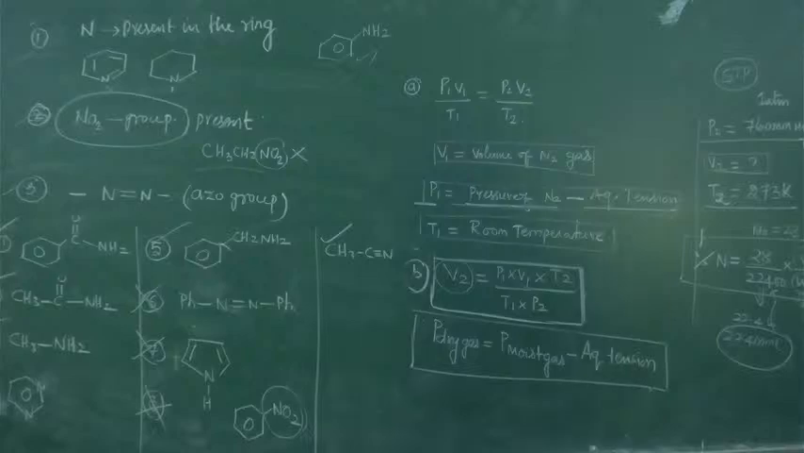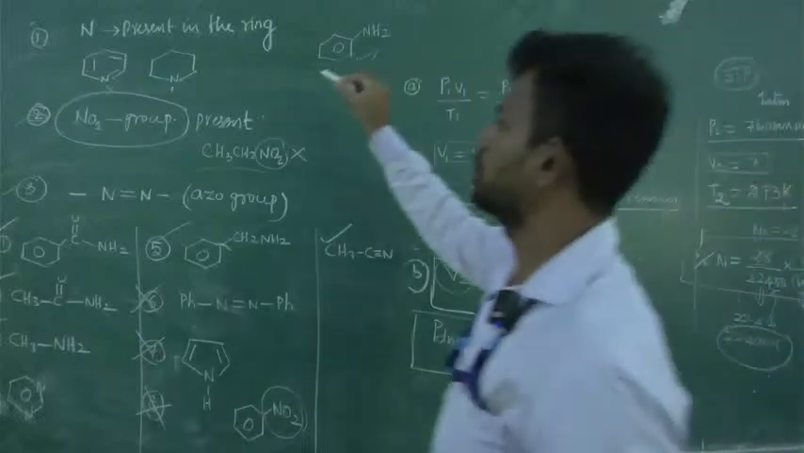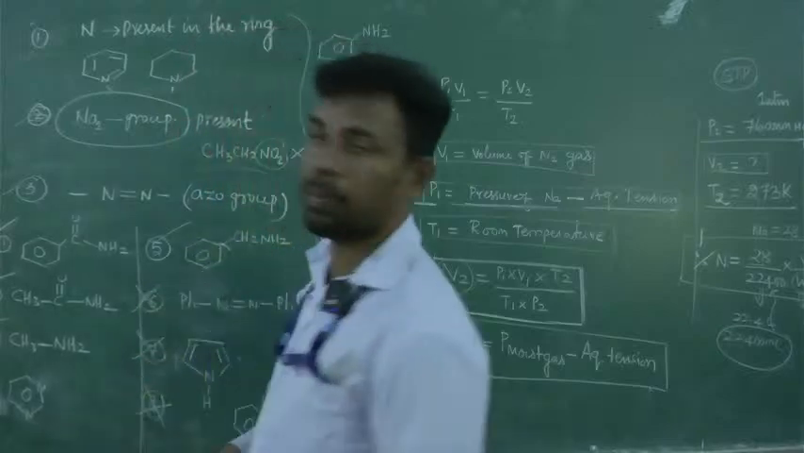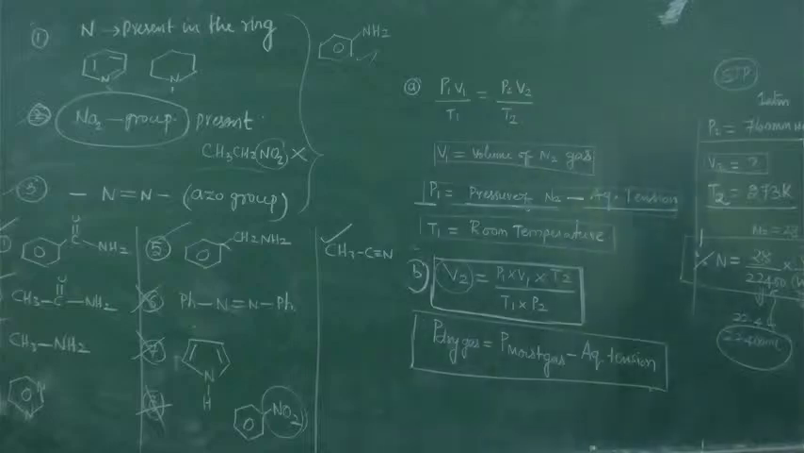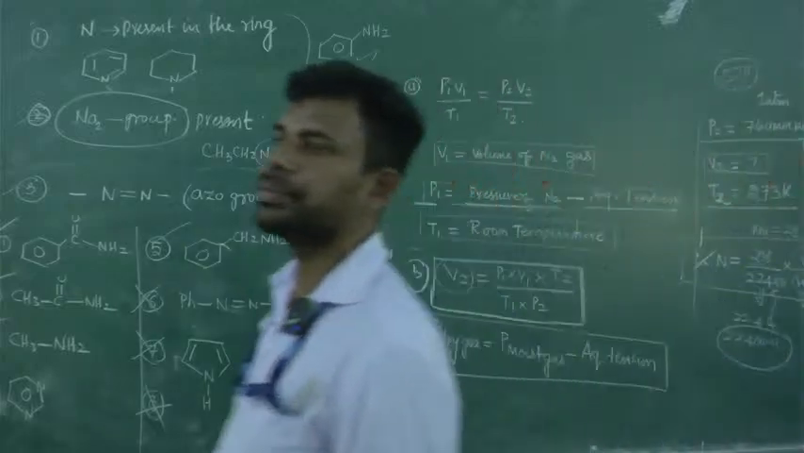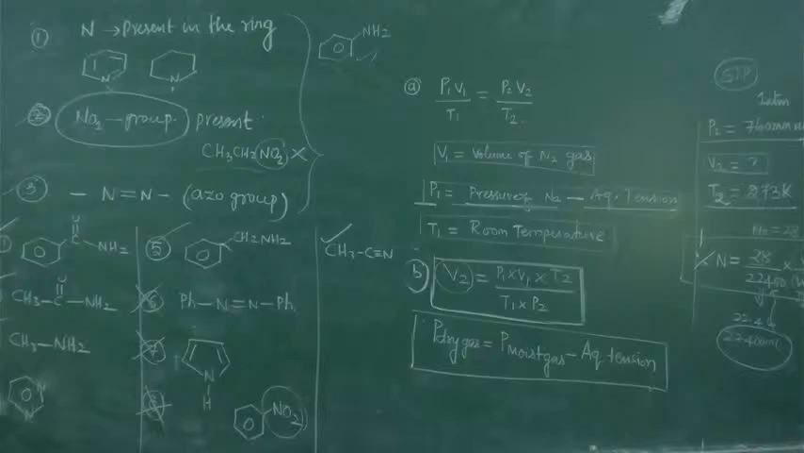Is it clear? Please note this. So which of the following compounds can or cannot be estimated by Kjeldahl's method? You have to remember these three key points. First key point: ring nitrogen cannot be estimated. Nitro group: a compound having a nitro group cannot be estimated. And if you have an azo group, that also cannot be estimated by Kjeldahl's method. Why? Because those compounds cannot be converted into ammonium sulfate by using sulfuric acid. Is it clear? It's very important. Is it clear? Yes.